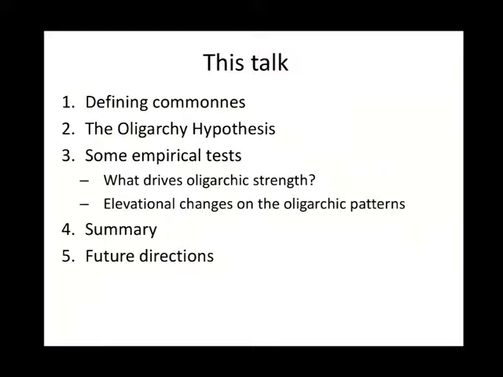The presentation is going to have this structure. I'm going to define commonness from different angles. I'm going to explain the oligarchy hypothesis, which is perhaps the most influential idea regarding dominance patterns in tropical forests. I will present the results for two empirical studies related to the oligarchy hypothesis, and I will summarize the conclusions from these two studies. I will finish with some future directions, some open questions related to dominance.